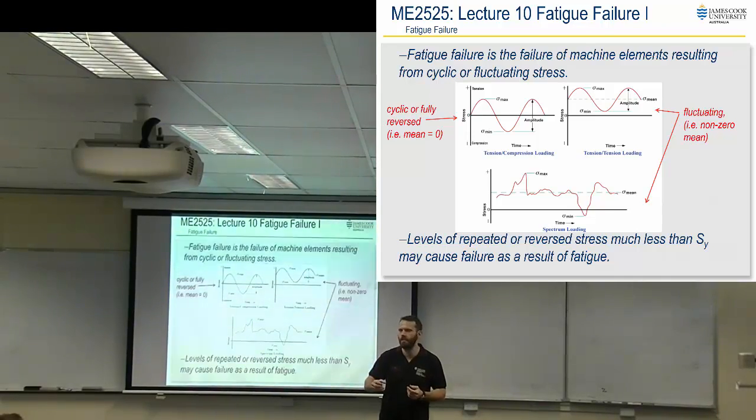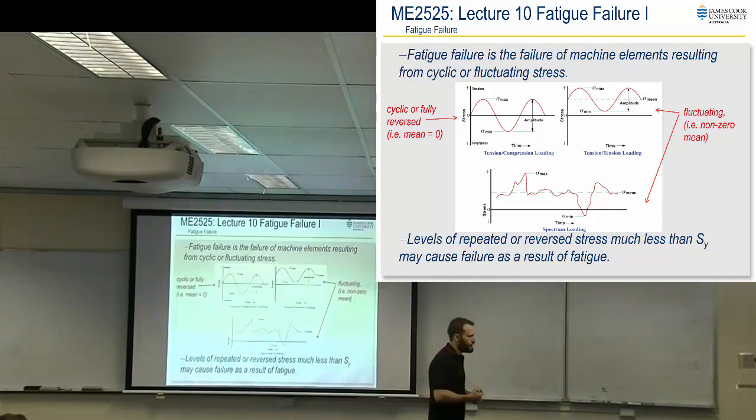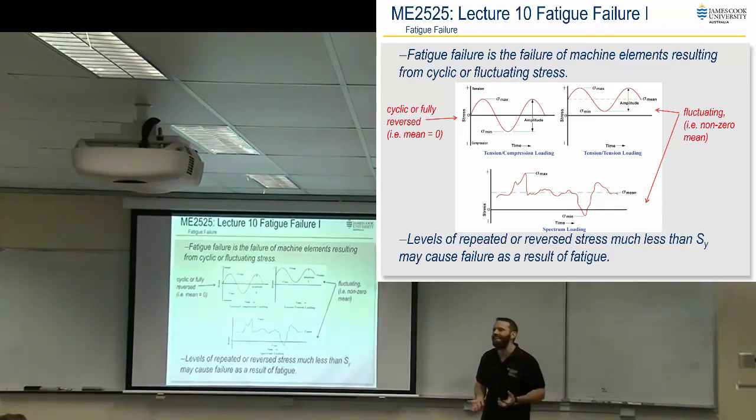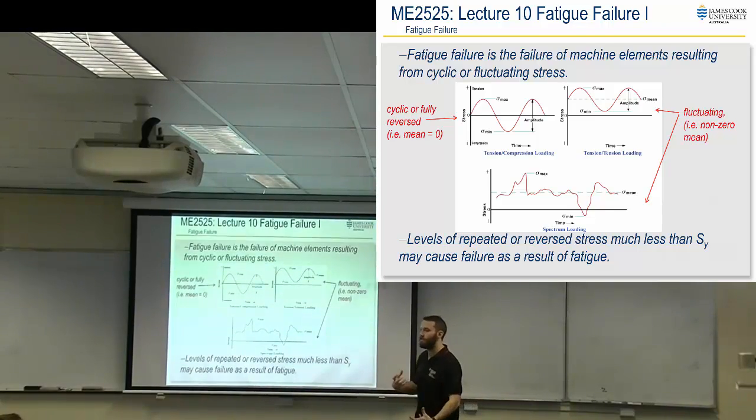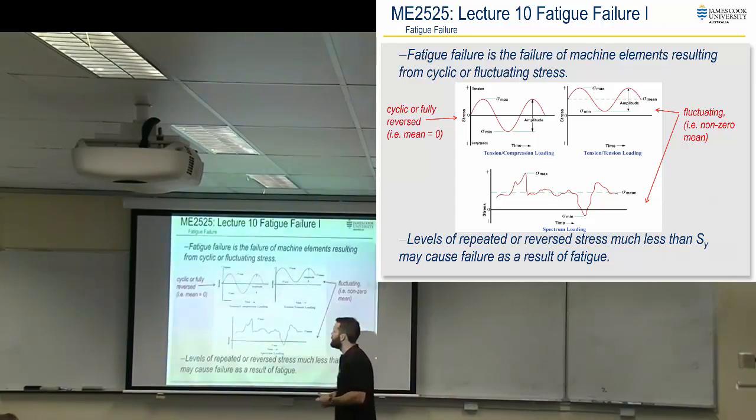Right? So that cyclic loading can have a real detriment, where if you just do a static analysis, you might say it's completely fine. And so we need to understand the way that those loads cycle on and off of a machine component. And there are lots of different ways that loads can cycle on and off. Right? So I've got a few examples here.